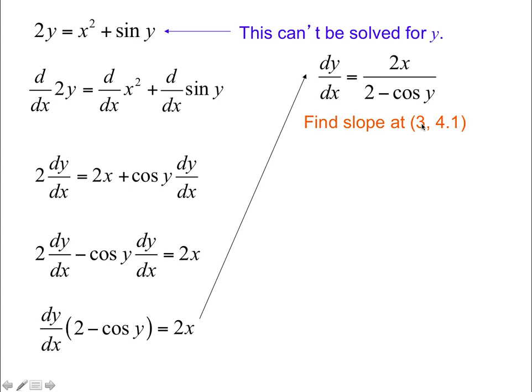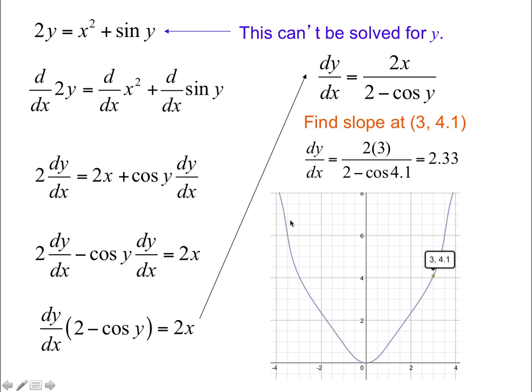Let's find the slope when x is 3 and y is 4.1 radians. So we're going to put a 3 in for x. We're going to put a 4.1 in for y. Remember, that's radians. So this is just a little bit bigger than pi. Here's what this looks like. Remember, we kind of talked about its characteristics. It's wavy like a sine. It might have some parabolic or quadratic characteristics.